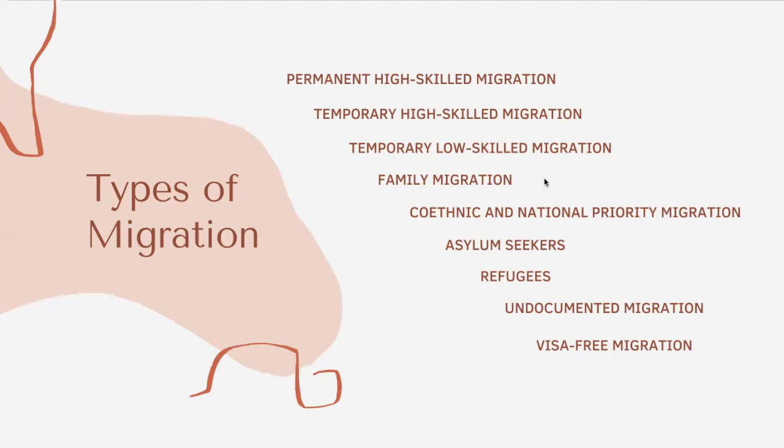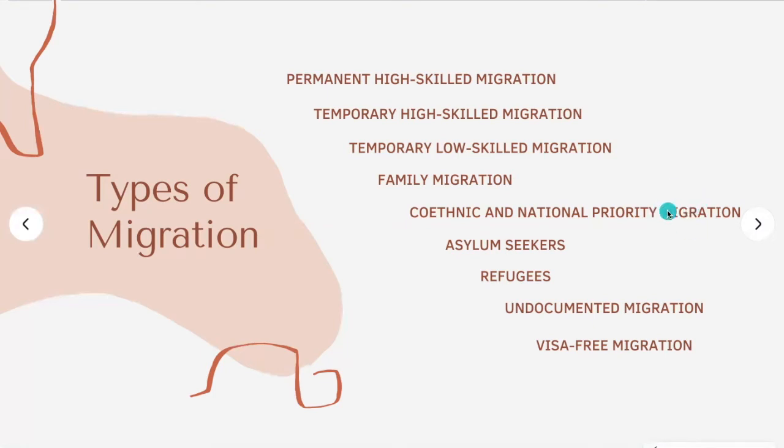Family migration. Family migration is the term used to categorize the migration of people who migrate due to new or established family ties. For example, reunification with family members who migrated earlier, marriage between an immigrant and a citizen of the country, or even marriage between an immigrant and a foreigner living abroad. International adoption is included in family migration too. Next is co-ethnic and national priority migration.